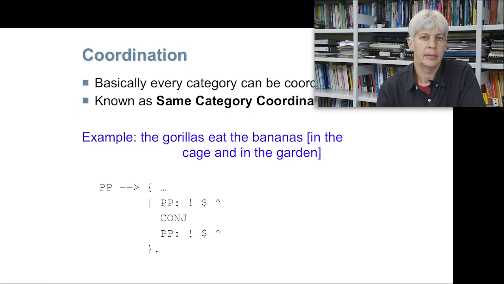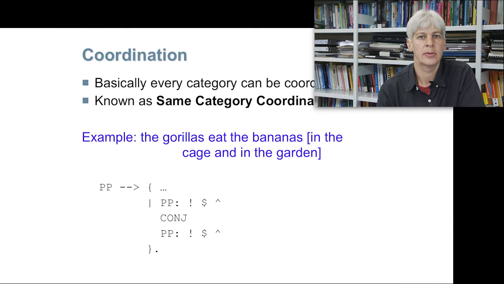And it's basically every category that you have in a grammar can be coordinated. This is known as same category coordination. So I've got an example with PPs here. The gorillas eat the bananas in the cage and in the garden. So you would do PP coordination the same way that we've already seen.